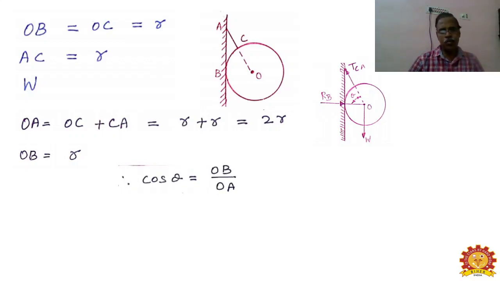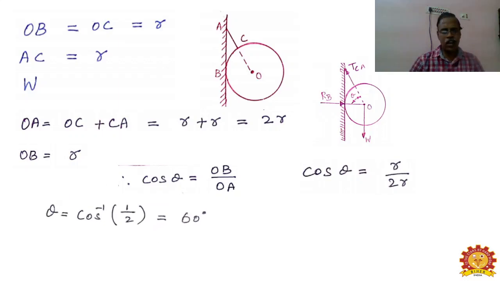Cos theta is equal to adjacent by hypotenuse, so OB by AO. What is the value of OB? OB is R and AO is 2R. So R by 2R will be given as 1 by 2. So cos theta is equal to 1 by 2. Theta is equal to cos inverse of that value, which gives the angle 60. So angle OAB will be 60, and angle AOB, theta, will be 60.